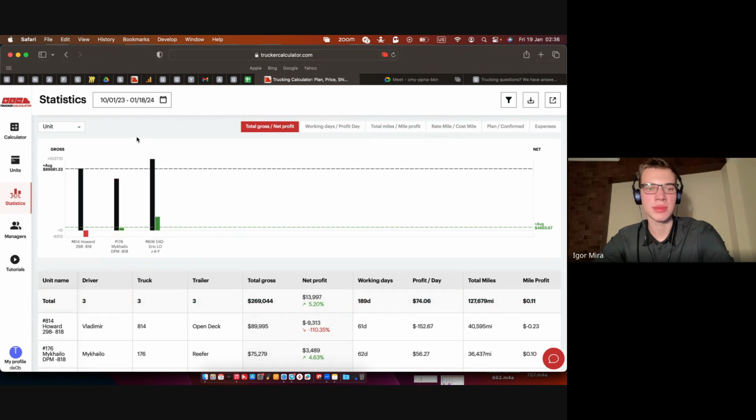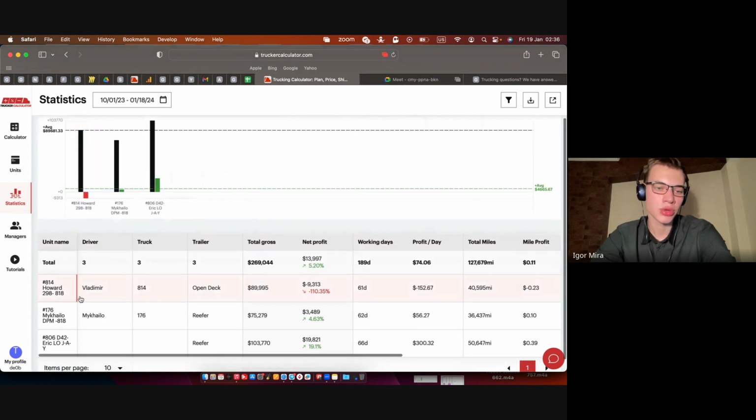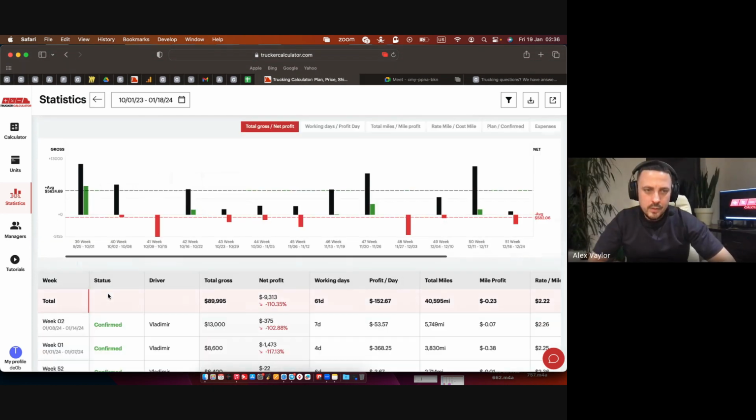Before we do that, I just want to mention that in statistics you could analyze graphs by gross and net profit, working days and profit per day, total miles and mile profit, rate per mile and cost per mile, and expenses comparison for all of these trucks. So I'm about to open Howard, right, Alex? Yeah, we'll go with the negative one.